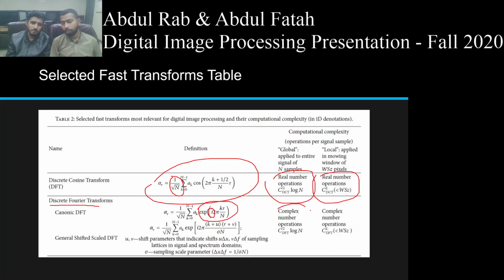So it has complex number operations. Its complexity will be computed through complex numbers or their magnitudes. And general shifted scales, discrete Fourier transforms are also there with these sampling parameters, u delta x and v delta p. Further, it is also cited in different articles, but we had this information in this article, although it is a very deep topic. In further articles that are cited in this article, it is also discussed. Now we move next and see more characteristics.